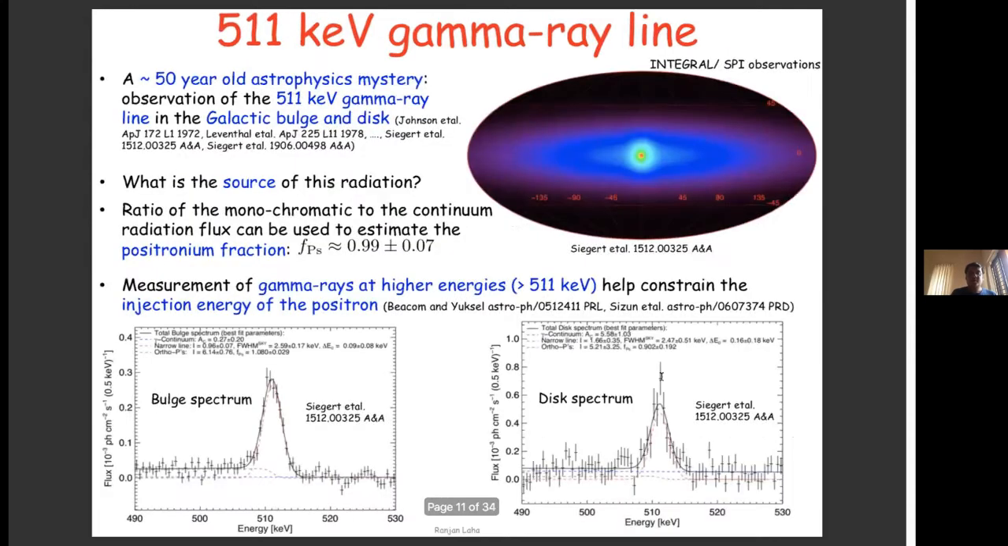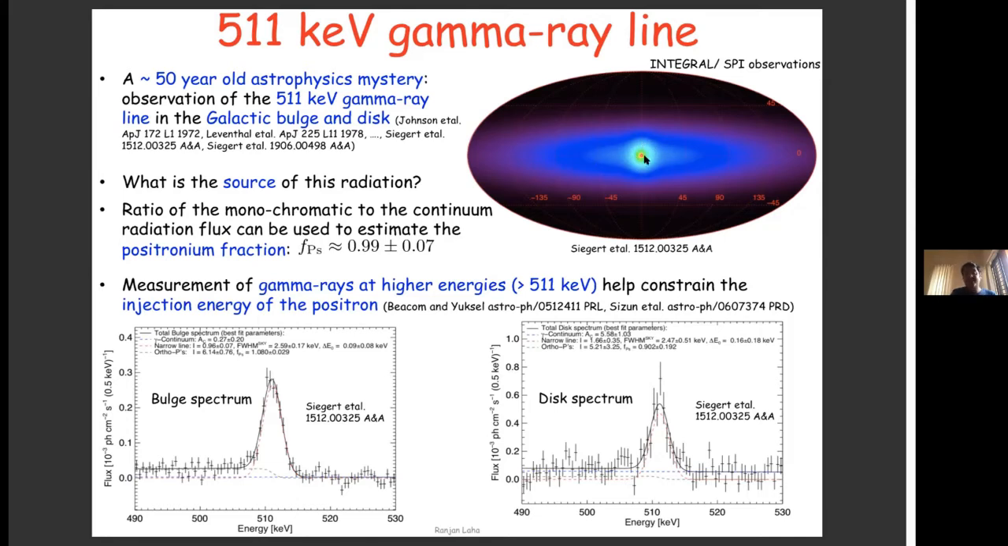Right? So now let me tell you about an astrophysics mystery, a 50-year-old mystery, which we still have not been able to solve. It's a fascinating mystery. If you have a gamma ray telescope which can observe the 511 keV gamma ray line, and you look at the galactic center, this is how the sky will look. So there's a map. This is the galactic center, this is the galactic disk, and this is the galactic bulge.